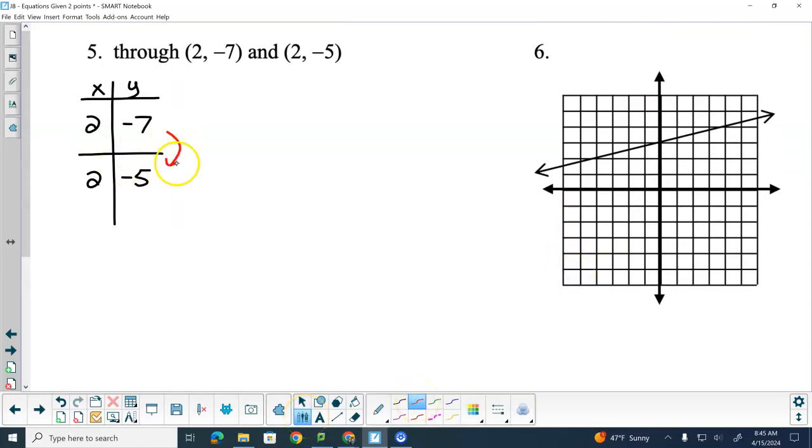Change in y is plus 2. Change in x is plus 0. So my slope becomes positive 2 over positive 0. 2 divided by 0. Cora, what did you come up with when you did 2 divided by 0 on your calculator? Error, so an undefined, right? So this is undefined.